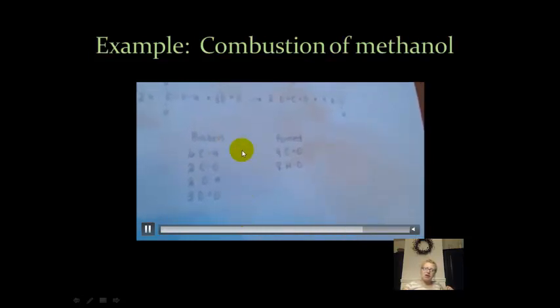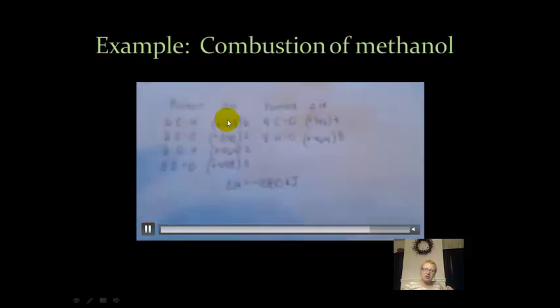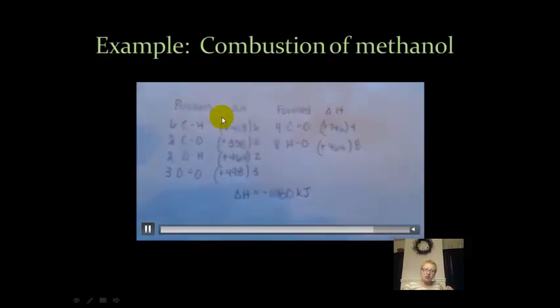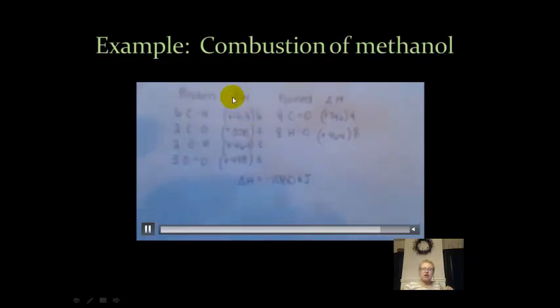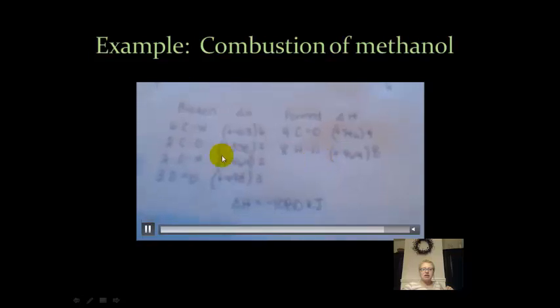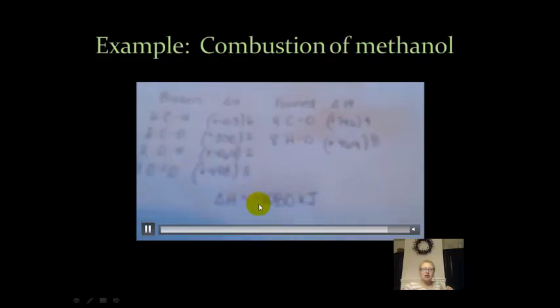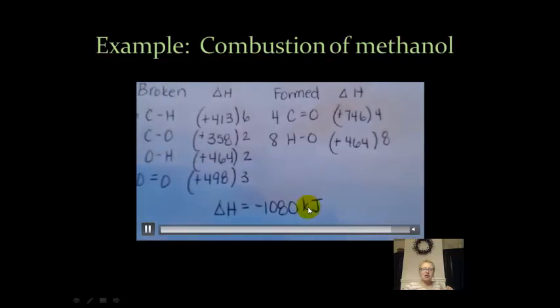So if we look on our average bond enthalpy chart in our data booklet, we're going to list the enthalpy changes for each bond type being broken and formed multiplied by the moles. So 6 moles times 413, for example, for a carbon-hydrogen bond. Then we add these up, and subtract, and we get the delta H, which is negative 1080 kilojoules.